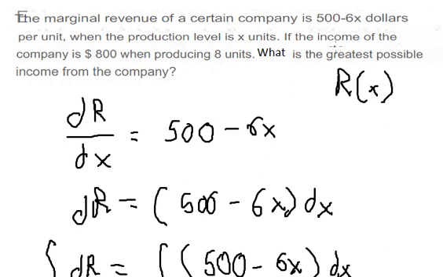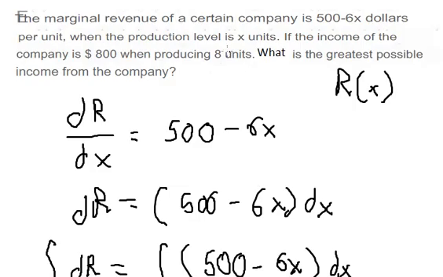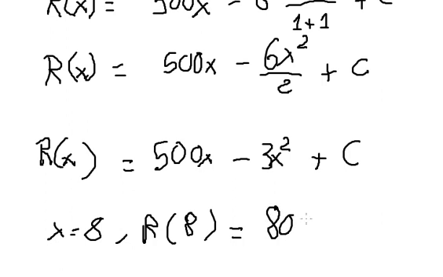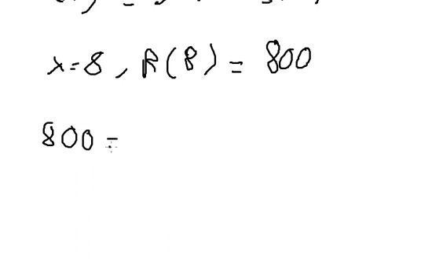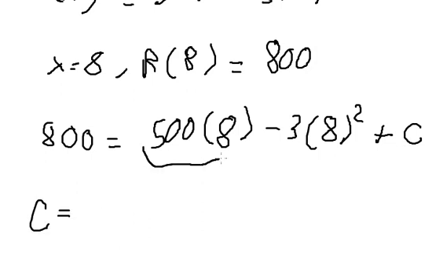Now, if the income of the company is 800 when producing 8 units, that means when S equals 8, R(8) equals 800. So we can find the value of C, the constant. After we put these values in here, we move terms to the left, and we can find the value of C, which is negative 3008.